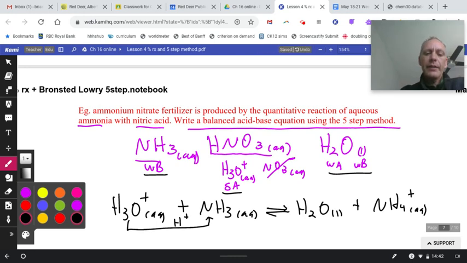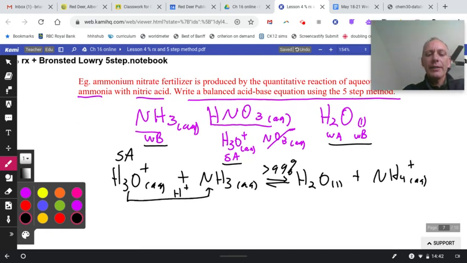Step 5, classify. Greater than 99, greater than 50, less than 50. We have a strong acid. We're done. Strong acid means greater than 99%. So that is the 5-step method to give us a proper acid-base reaction when you have nitric acid with ammonia.